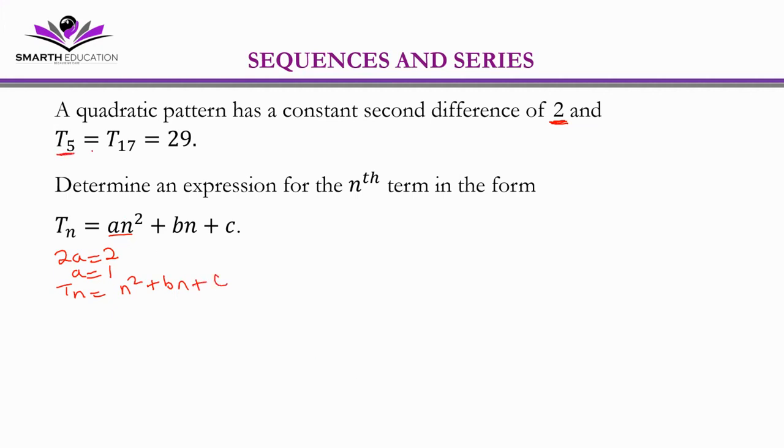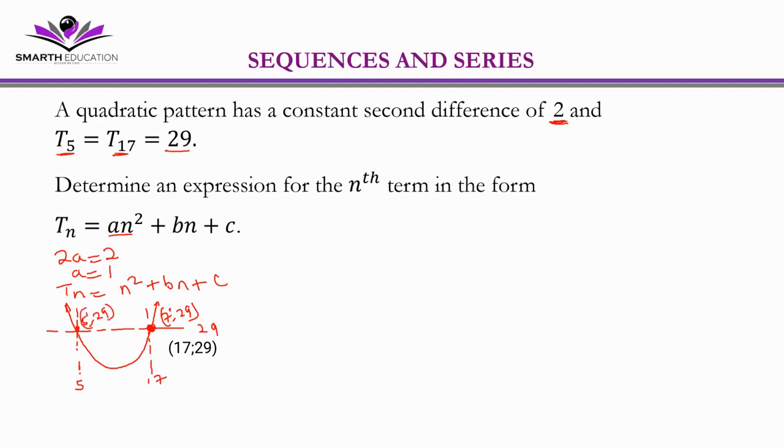So when you're saying T5 and T17 are both equal to 29, what does that mean? Remember, a quadratic pattern is parabolic. So it's like this, right? Meaning that we have T5 here, which is term number 5, and then term number 17 there. Both of them give us the value 29. That means the coordinates of this point are 17, 29, and the coordinates of this point are 5, 29.